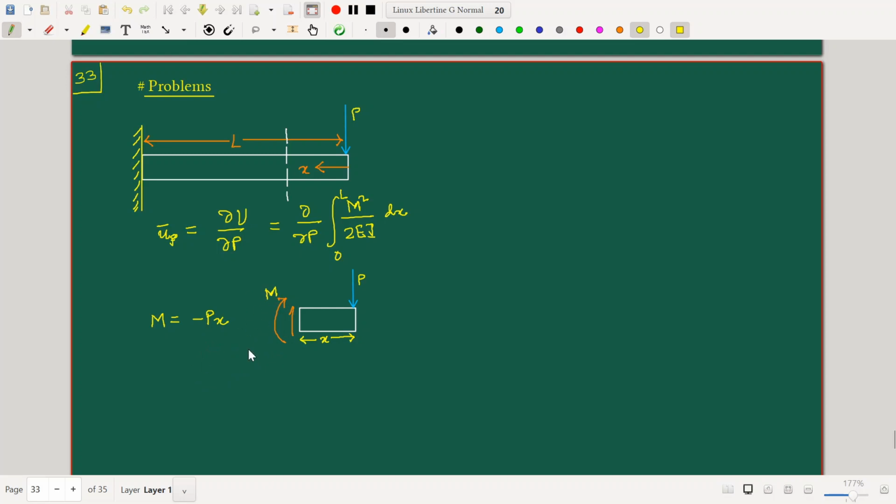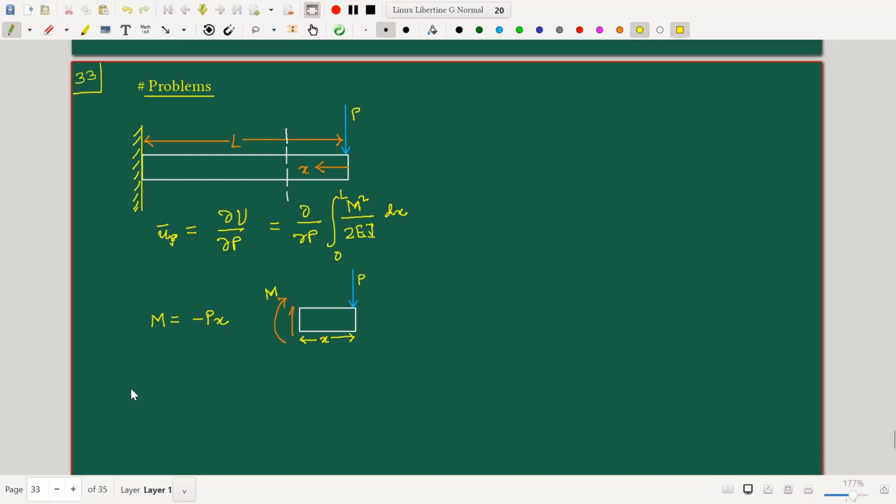You can take this in the opposite sense. It won't make any difference to the answer, but this is the convention, and there's a reason behind it. Anyway, we don't have to worry about the shear force now. It is there for the force balance. Now we can substitute it back here to find out our U P bar.